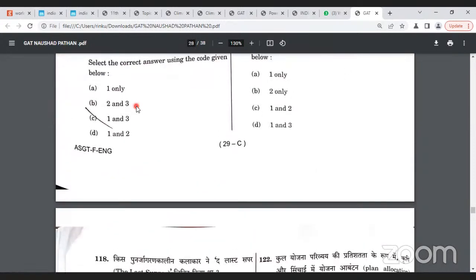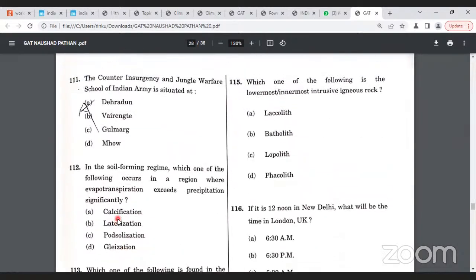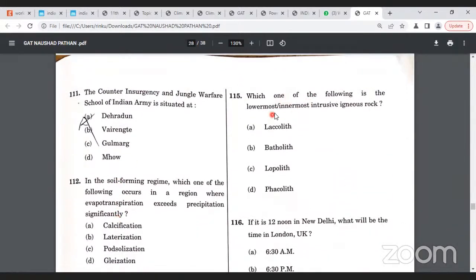Sorry, I forgot to tell you the option there. The option is going to be 1 and 2 only. So we are looking at option B. 114 is option B. Which one of the following is the lowermost or innermost intrusive igneous rock?